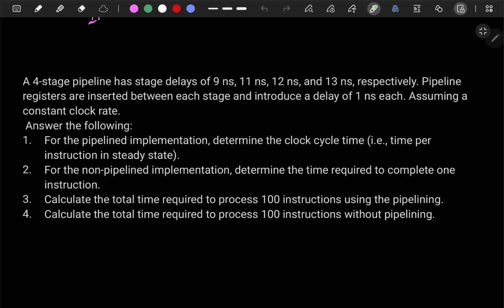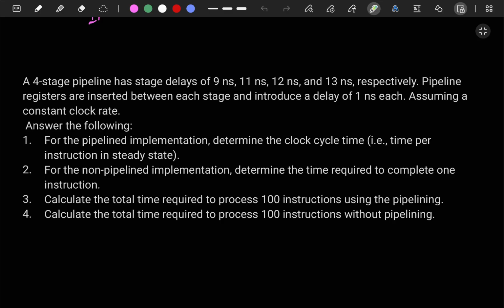Now consider the first question. If all this scenario is there, let's try to solve it. For the pipeline implementation, determine the clock cycle time. Clock cycle time means the time taken for implementing an instruction using a pipeline. And here it is mentioned the time per instruction in a steady state. Whenever you are talking about steady state, you have to understand I am talking about one instruction. So this question means: what is the time taken by a pipeline for executing one particular instruction?